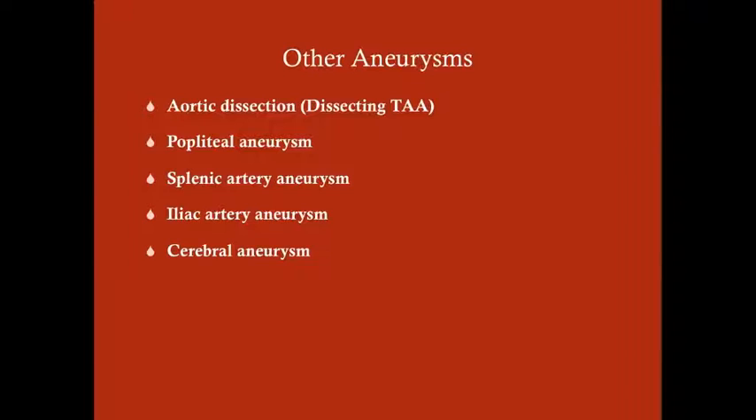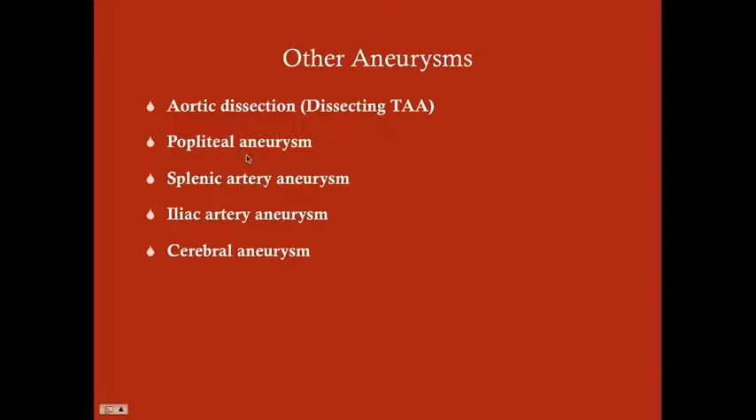We'll touch here on some of the other aneurysms that I wasn't really able to fit nicely into the other sections. So the first four we're going to talk about are aortic dissection, which is really just a dissecting thoracic aortic aneurysm. Two types of thoracic aortic aneurysms, either dissecting or non-dissecting. We're going to talk about the dissecting thoracic aortic aneurysm. This is probably the most important thing we're going to talk about, so I want to discuss it first.